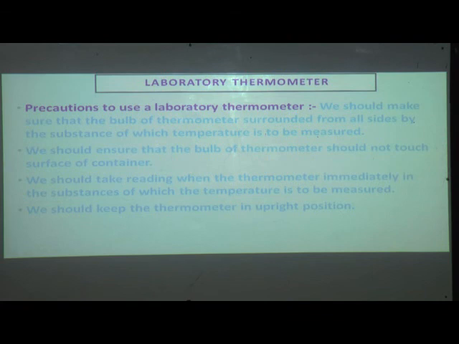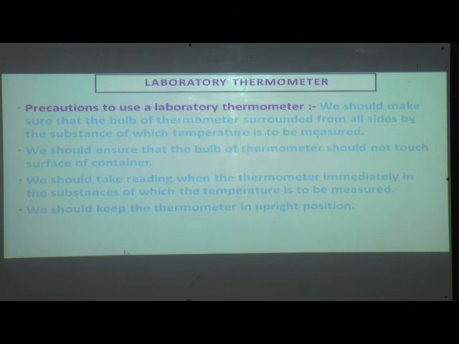Then we should ensure that the bulb of the thermometer does not touch the surface of the container. When I told you the steps of using this laboratory thermometer, I told you that we have to make sure the thermometer is not touching the surface or sides of the container. Then we should take the reading when the thermometer is immediately in the substance whose temperature is to be measured. When the thermometer is in that substance, only then we have to measure the temperature.